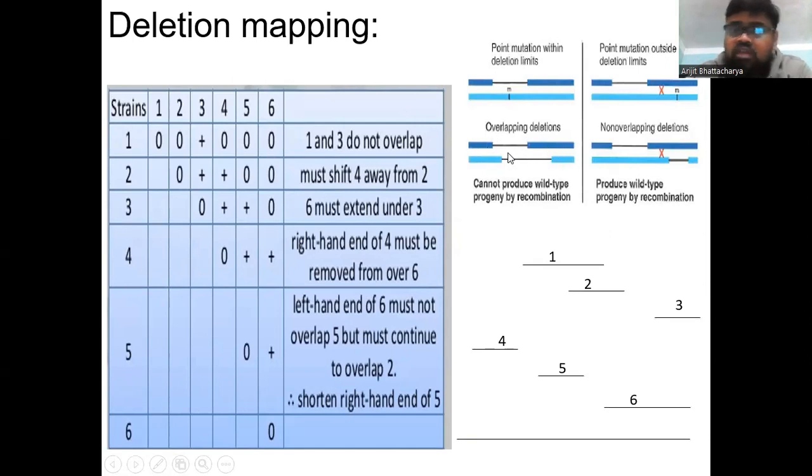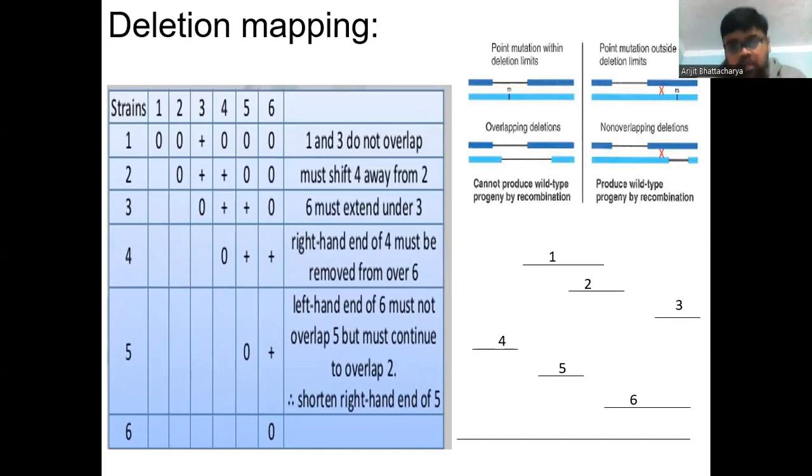But if they are distant, you will be able to have the wild type by recombination. Similarly, if you have two deletion mutations which are overlapping with one another, then with recombination you will never be able to have the wild type. But if the deletions are distant, then you will be able to have some recombination in between, and therefore you will be able to obtain some wild type recombinants. So using this particular principle, they designed a deletion mapping system.